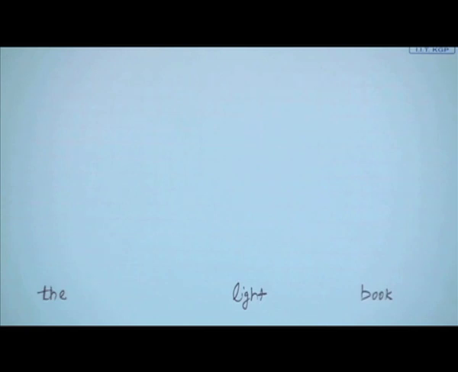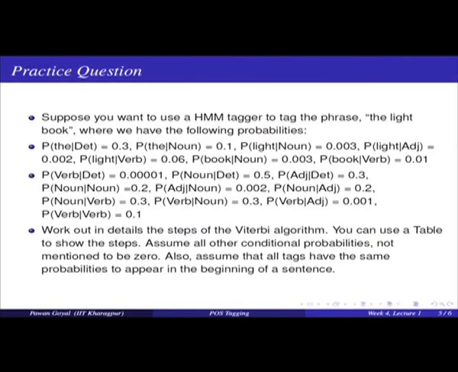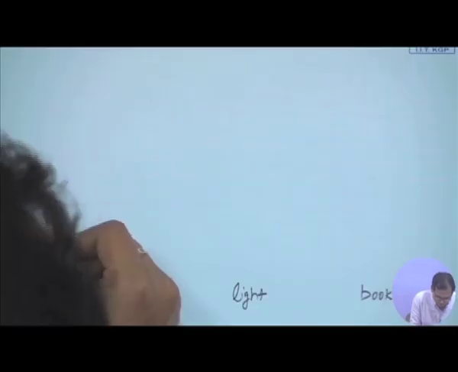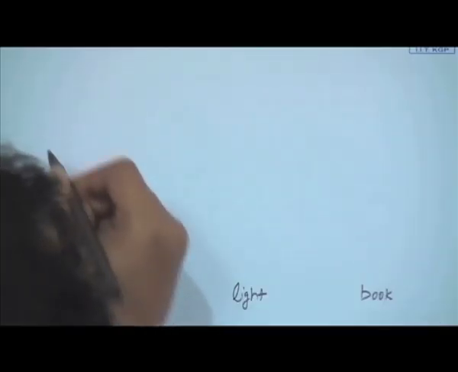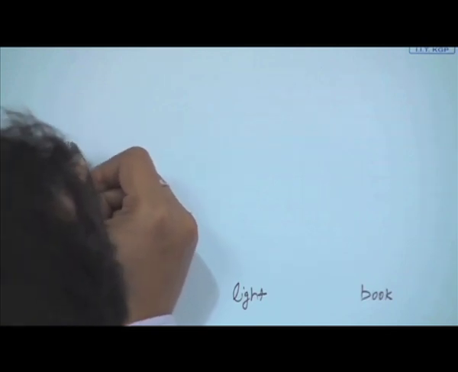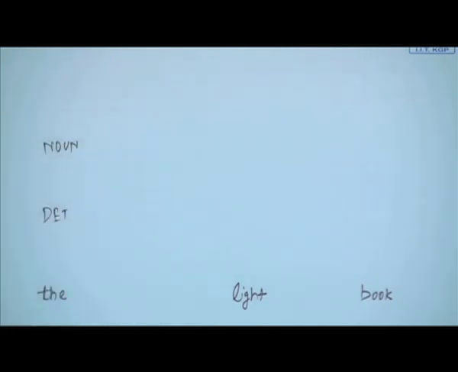The light book. Okay. And you are given some sort of emission probabilities first, that the word "the" can come from the tag determiner or noun. So there are two possibilities, determiner, noun. The word "light" can come from noun, adjective and verb.